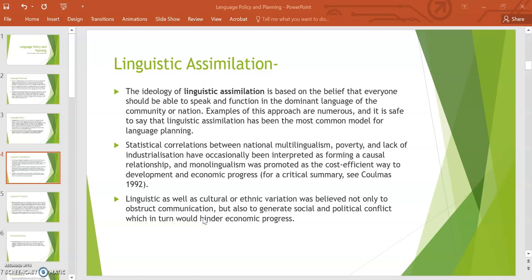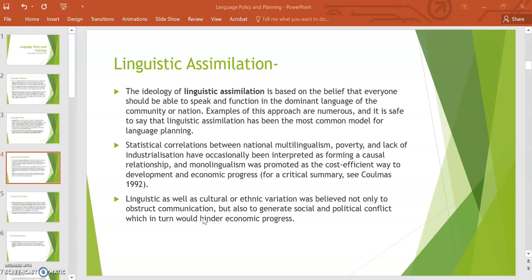Statistical correlations between national multilingualism, poverty, and lack of industrialization have occasionally been interpreted as forming a causal relationship, and monolingualism was promoted as the cost efficient way to development and economic progress. But nobody here paid attention to why this should come at the cost of minority language and culture. And if everybody is treated as equal and everybody is an equal citizen, then why should some citizens be asked to sacrifice their language and culture at the altar of development, while the development comes for everyone?